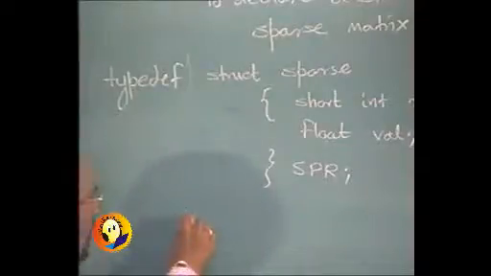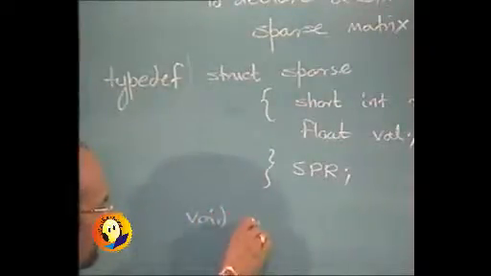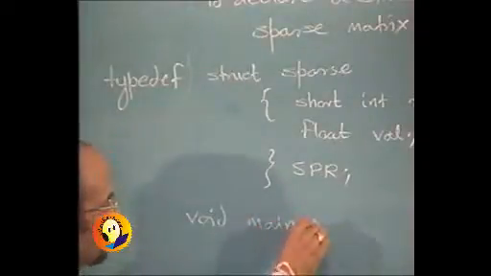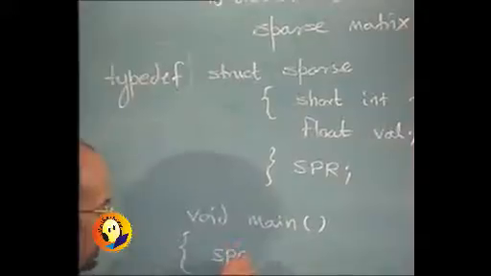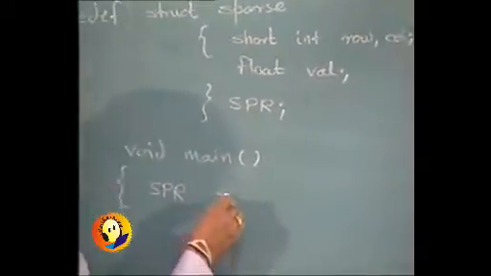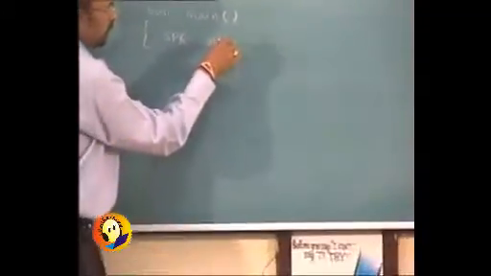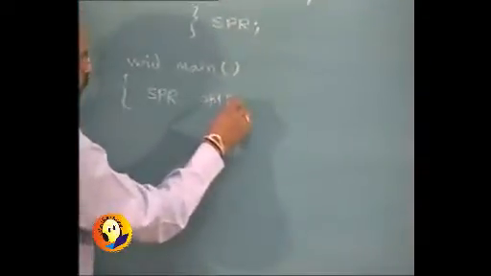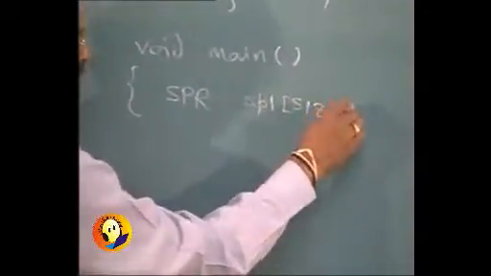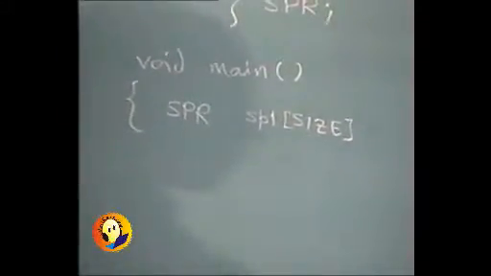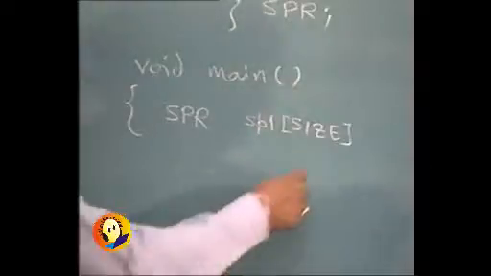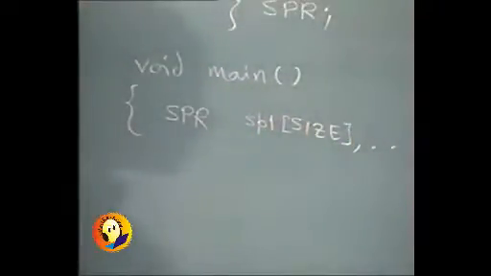So now in my main, I can declare SPR types, say SP1, square bracket some size. Of course, I will be using something in capitals that has to be hash defined. So this size you can write anything, and some other declarations. But this is a type. The identifier, the array name, is SP1.